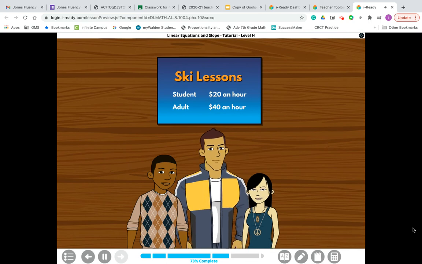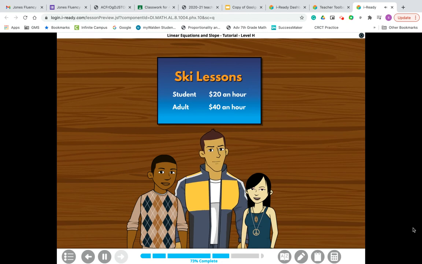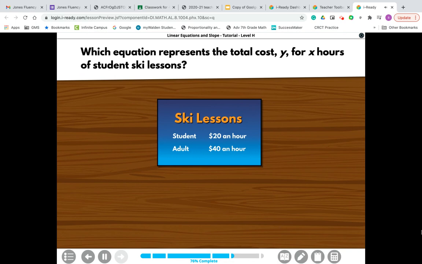Hard to say. How much do you want to spend? Well, it depends on how much everything costs altogether. I know. I'll model the cost with an equation. Which equation represents the total cost, y, for x hours of student ski lessons?